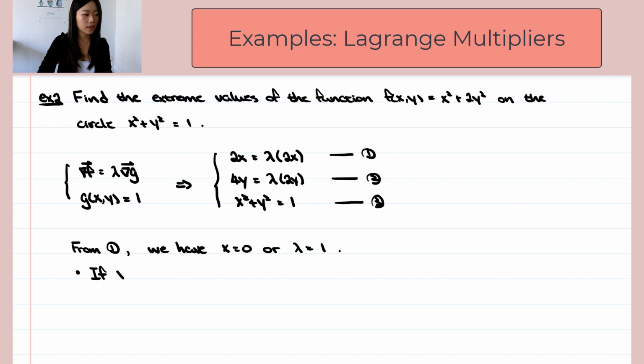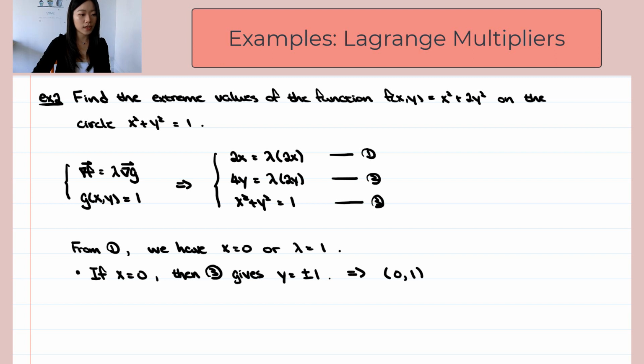The first case, if x equals 0, then what do equation 2 and equation 3 tell us? Equation 3 gives y squared equals 1. That means y could be plus or minus 1. So we get 2 points from this case. First point, when x equals 0, y equals positive 1. And second point, when x equals 0 and y equals negative 1.